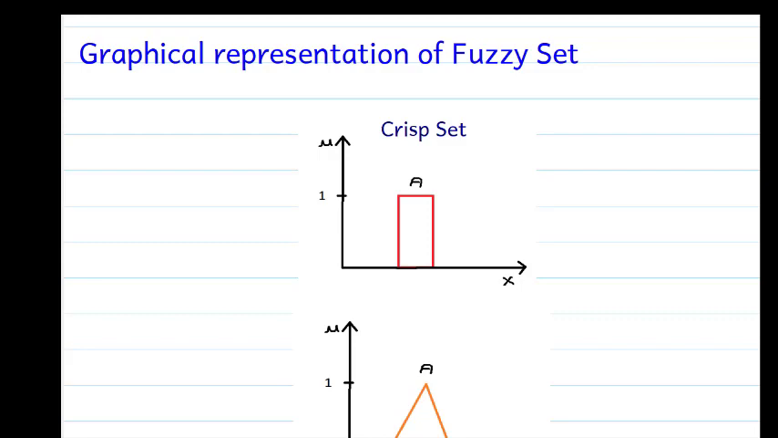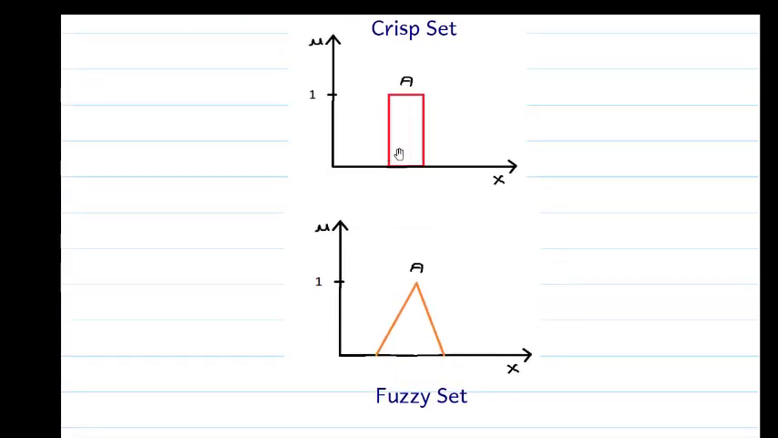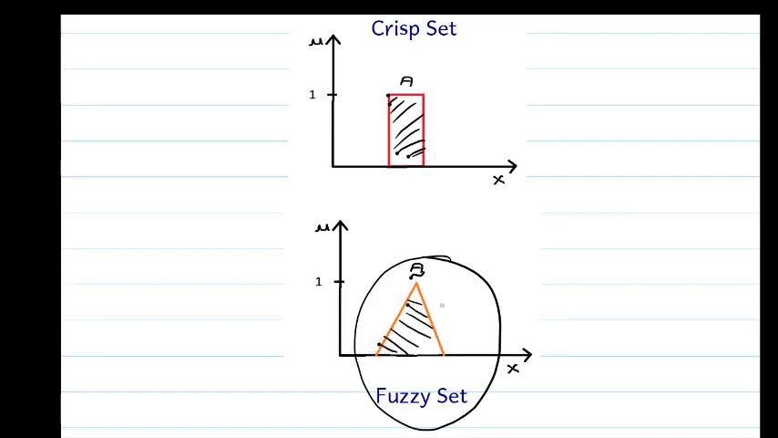Now this is the graphical representation. Here you can see there are two graphs. The first one is the crisp set. In a crisp set, maybe this is a particular crisp set representing some quantity. As we can see, this set has membership value 1, and outside this the membership value is 0. But in case of a fuzzy set, it may have any value between 0 and 1, including 0 and 1. So this is how we represent a fuzzy set.